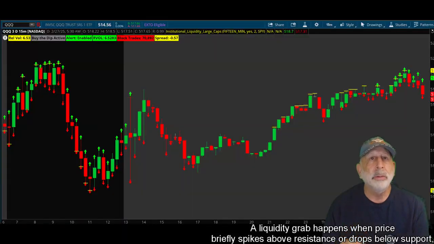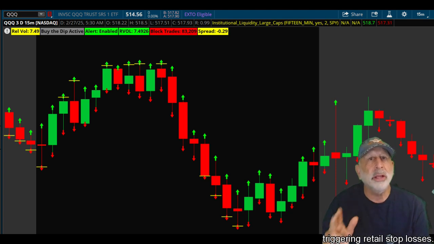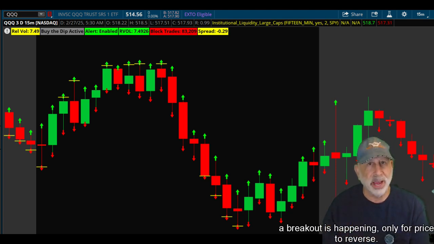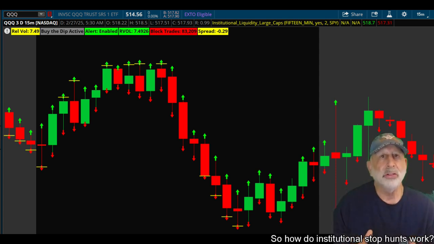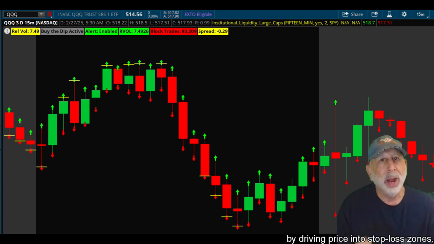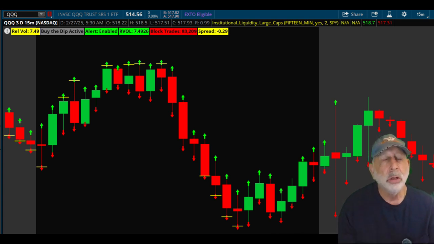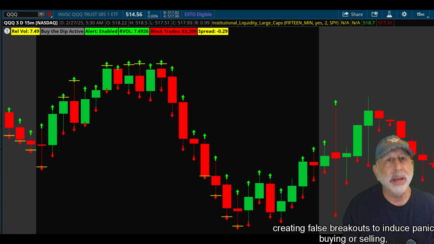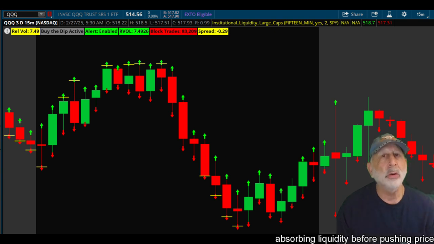A liquidity grab happens when price briefly spikes above resistance or drops below support, triggering retail stop losses. This often tricks traders into believing a breakout is happening, only for price to reverse. So how do institutional stop hunts work? Institutions force retail traders out of positions by driving price into stop-loss zones, creating false breakouts to induce panic buying or selling, absorbing liquidity before pushing price in the intended direction.